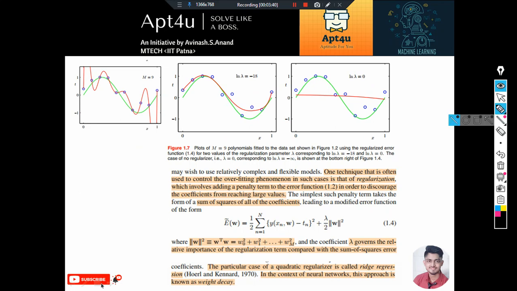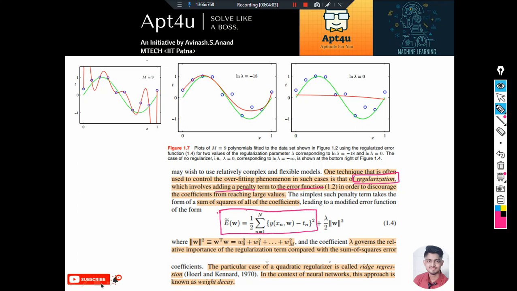So one technique that is often used to basically control the overfitting phenomenon is regularization. So what happens in regularization? It involves addition of a penalty term to the error function, right? So remember, this entire term was the error function that we had discussed in the previous video.